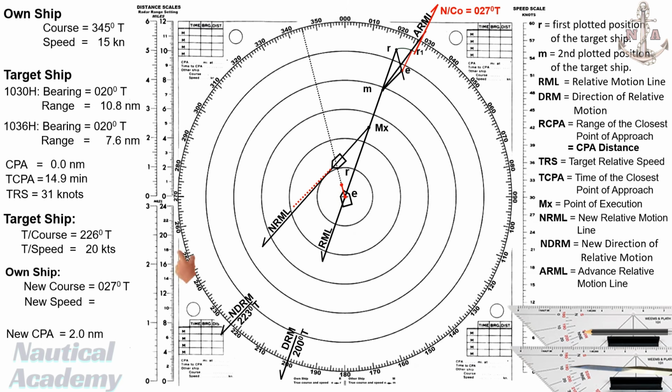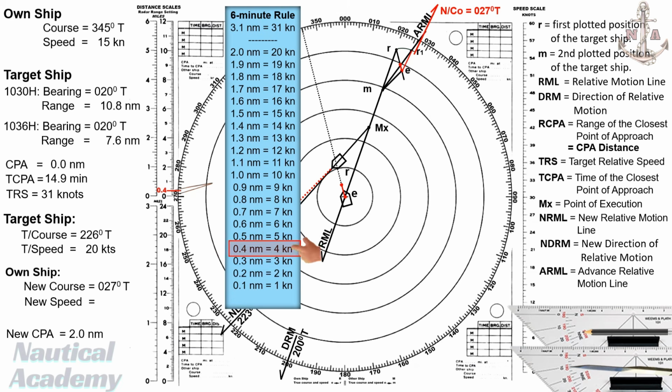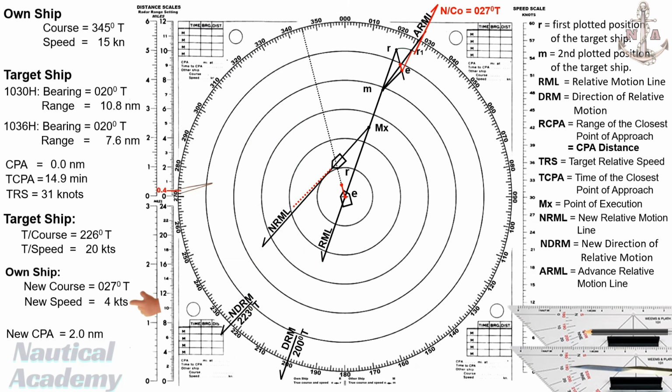To determine the new speed, use a compass divider to measure the distance from point E to this point. Then transfer this measurement to the 12-mile range scale. The distance is 0.4 mile. Using the 6-minute rule, the new speed is 4 knots. This means that a new CPA of 2 nautical miles can still be achieved even if own ship maintains her present course, provided that we reduce our speed to 4 knots.